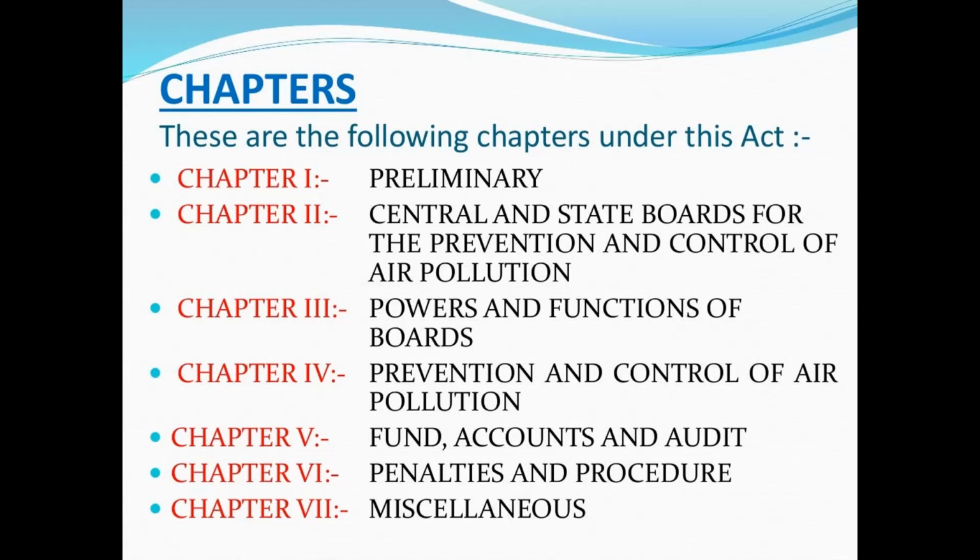Then chapter 5, fund, accounts and audit. In this act there are some financials, then accounts and audit. Audit is nothing but the inspection committees involved in this act. Then chapter 6, that is penalties and procedures. If some industry does not follow the norms of this act, then they should pay some penalties. There is a punishment, they should pay some penalties, and those procedures are given in this chapter 6. Then chapter 7, miscellaneous, other items are involved in chapter 7. In this way, this act is divided into 7 chapters.